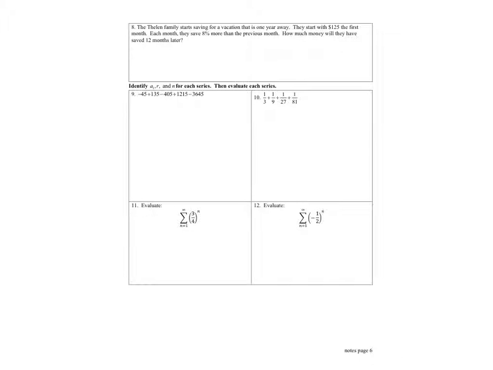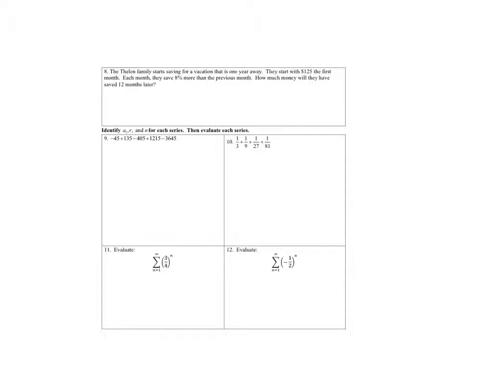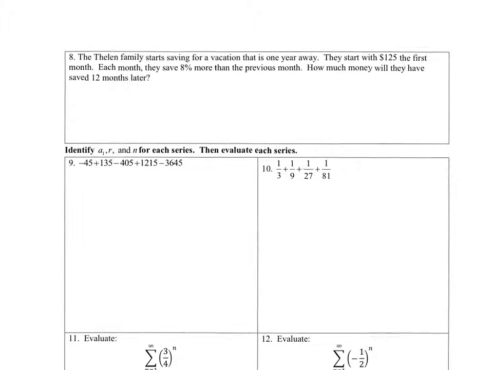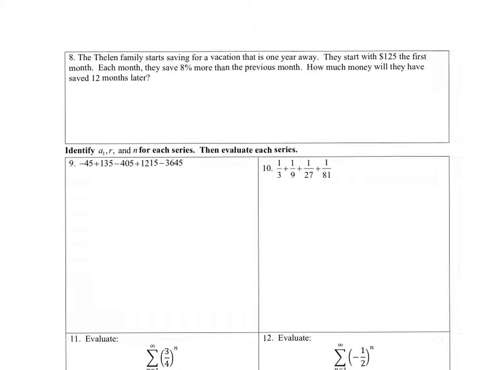Okay, next example. The Thalen family starts saving for a vacation that is 1 year away. They start with $125 the first month. Each month they save 8% more than the previous month. Because it's 8% more, my common ratio is going to be 1.08. How much will they have saved 12 months later?